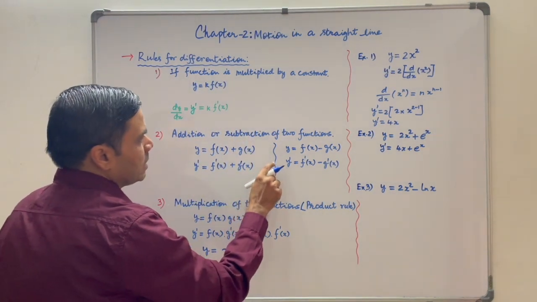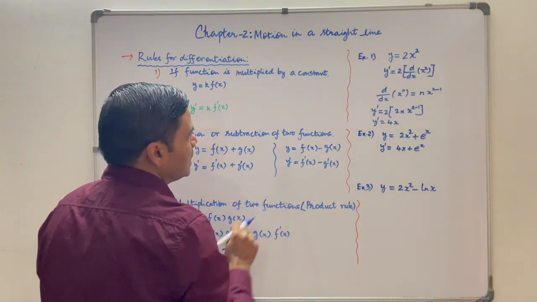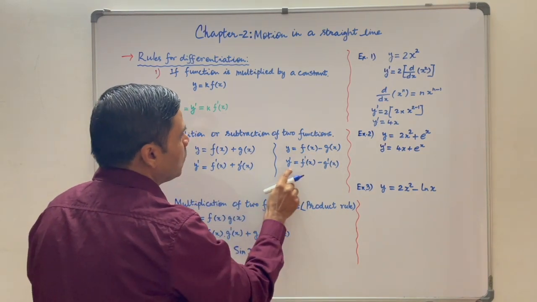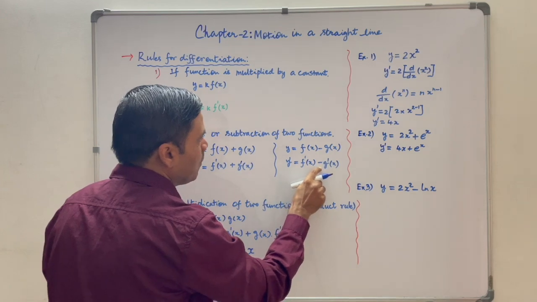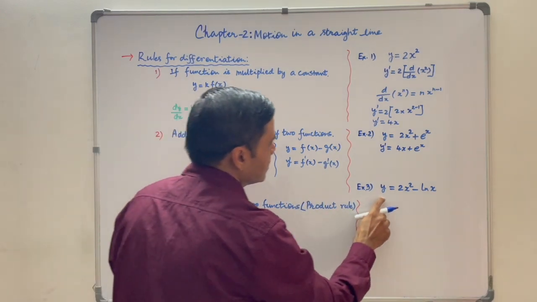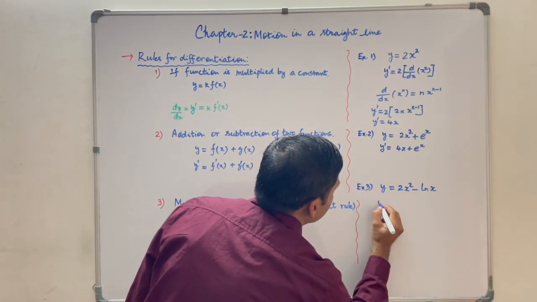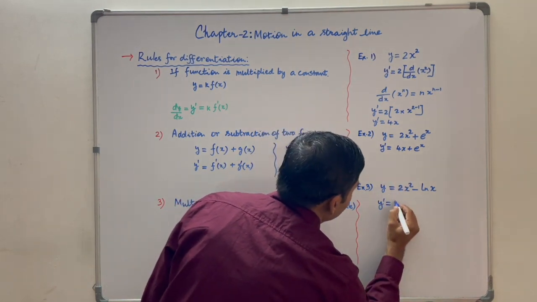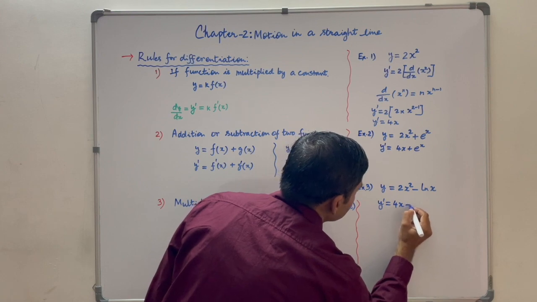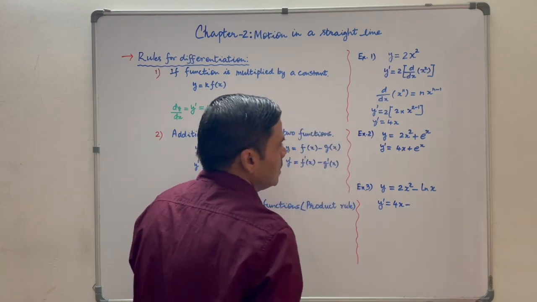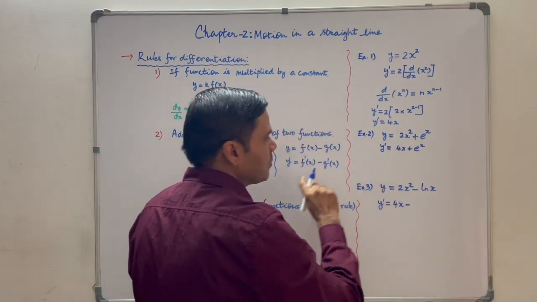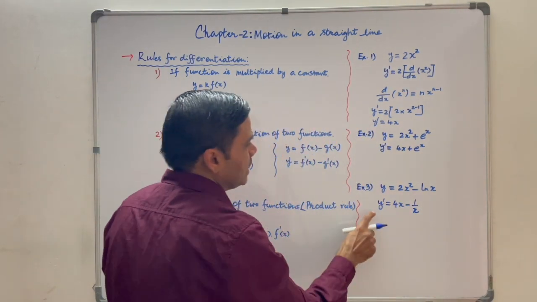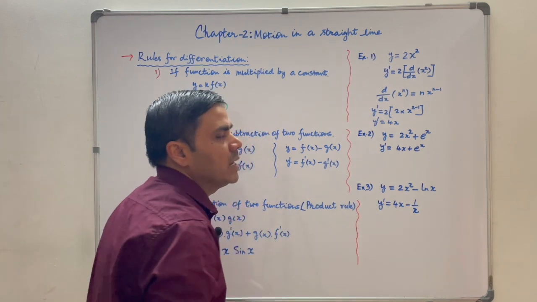Let us see the subtraction. y = f(x) − g(x). f(x) is one function, g(x) is another function. Then similarly, y'(x) = f'(x) − g'(x). Let us see this example. y' will be the derivative of this function, which is 4x as we have already done, minus ln x. The derivative of ln x, you remember from the previous table, is 1/x. So y' will be 4x − 1/x.